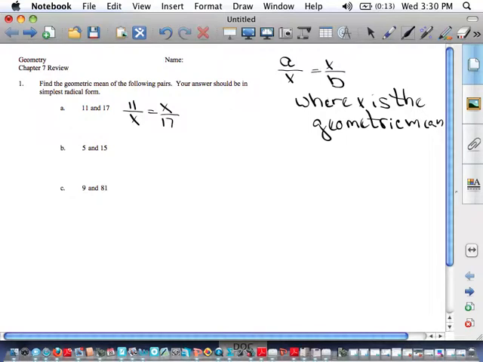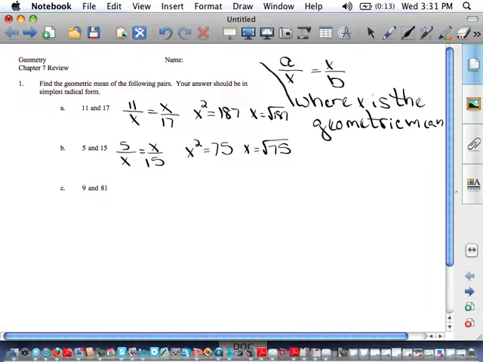When you cross multiply, you're going to get X squared equals 187. So therefore, X is equal to the square root of 187. And you can't simplify that. You can just leave that one as it is. The next one, 5 is to X as X is to 15. Again, when you cross multiply, you're going to get that X squared is equal to 75.